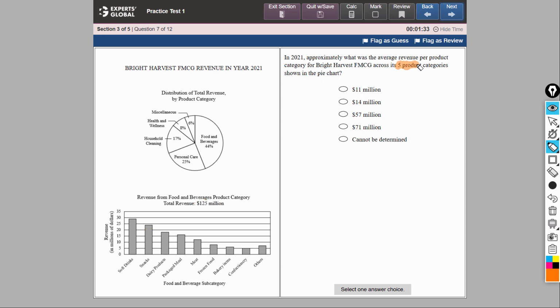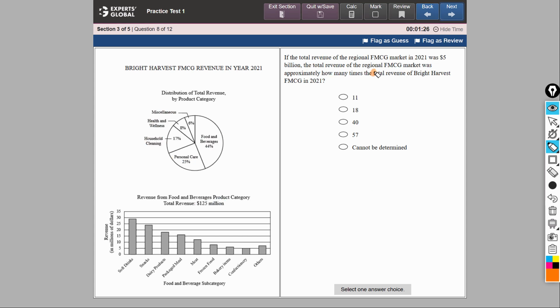The 5 product categories shown in the pie chart are these 5. The complete pie is, of course, 100%. Therefore, the average revenue per product would be 20%. Now we know that 44% is $125 million. Therefore, 20% would be how much? This much. That's approximately $57 million.